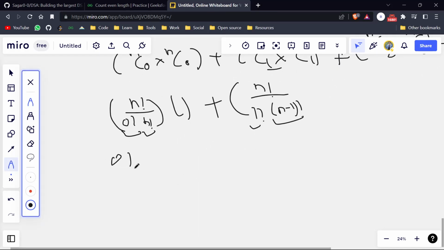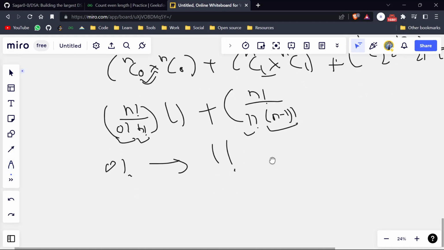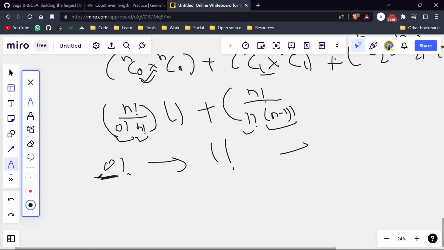So here it is first 0 factorial and it is changing to 1 factorial. So how is it changing? You can see that in the denominator, if it is NC0, then it is 0 factorial. If it is NC1, then it is 1 factorial. So we just don't have to find 1 factorial again, or if it is a very large term, then we can just use the previous term.